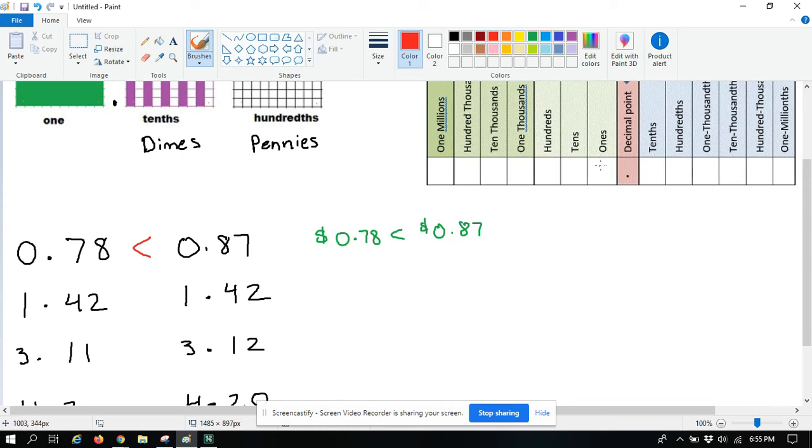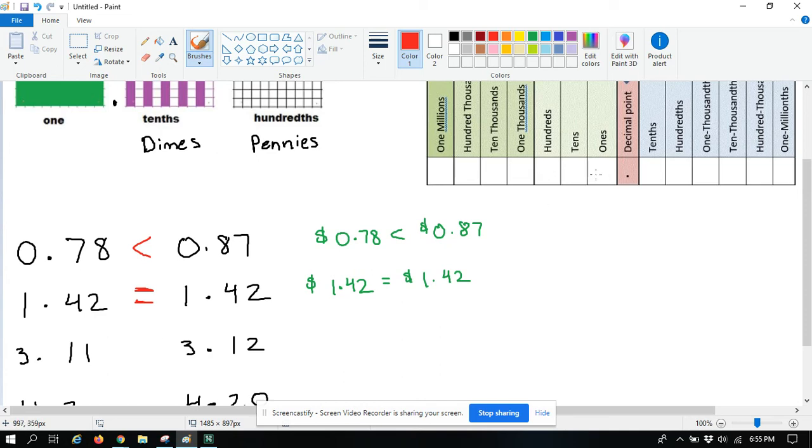I think you'll see there's 1 and 1, and then there's 42 hundredths, 42 hundredths. You can see that every single value is the same. So we could say that these two amounts are equal, or equivalent. And I think that makes sense because $1.42 is equivalent, or equal, to $1.42.